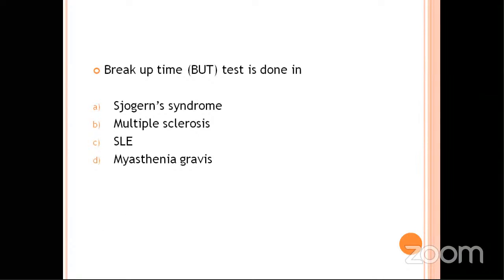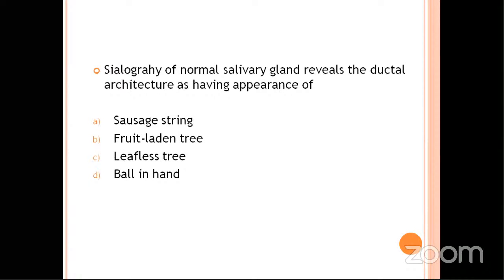Breakup time test is done for Sjogren's, multiple sclerosis, SLE, myasthenia gravis. Apart from Schirmer's and Rose Bengal test, the breakup time test is also done for diagnosis of Sjogren's syndrome. Sialography of a normal salivary gland reveals a leafless tree. Sausage string in sialodochitis, fruit-laden in Sjogren's, ball and hand in benign tumors, and leafless tree is the normal appearance.